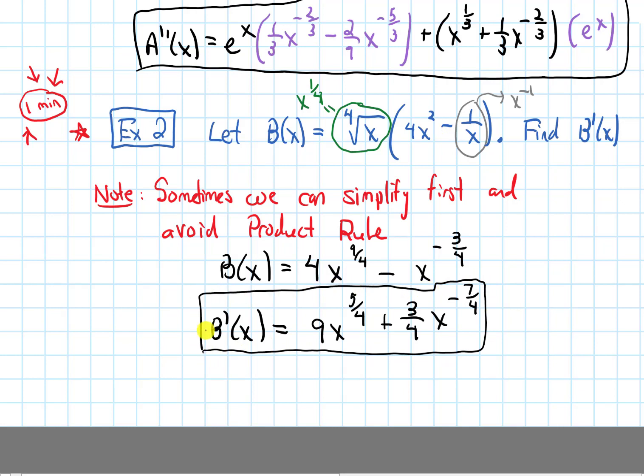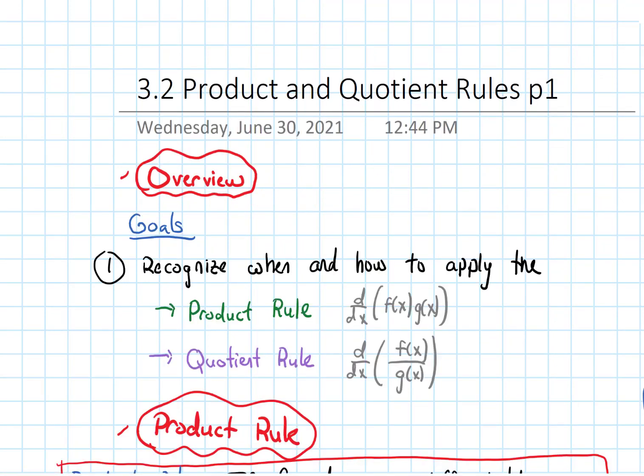If we wanted to use the product rule and use x to the 1/4 as the first function, and then 4x squared minus 1 over x as the second function, it's not wrong. It just would be a little bit longer. And it's helpful to know different approaches so we can decide which approach is going to be most efficient. All right, so in terms of our goals, we have finished the first part of this goal, which is talking about when and how we apply the product rule.